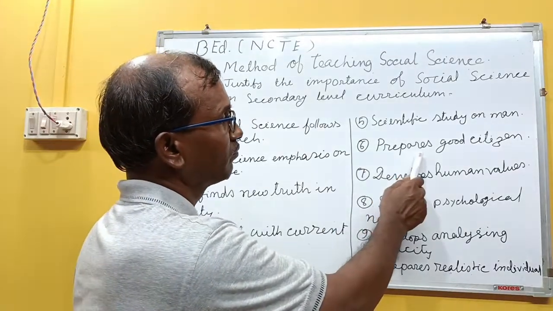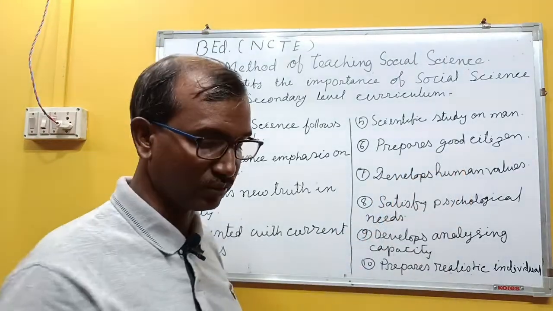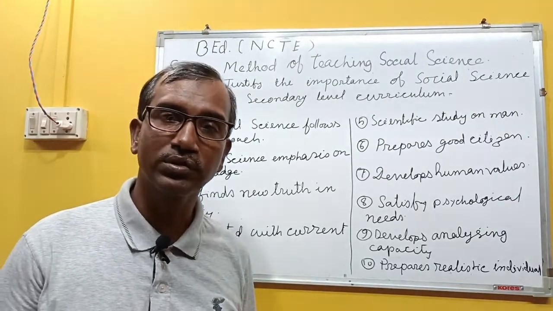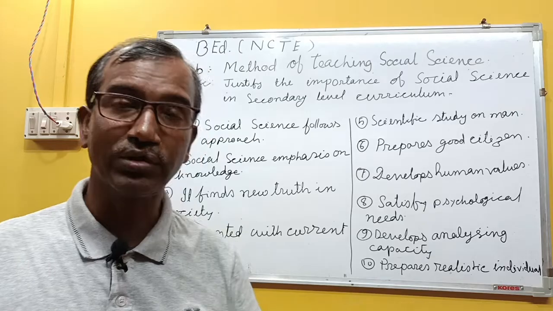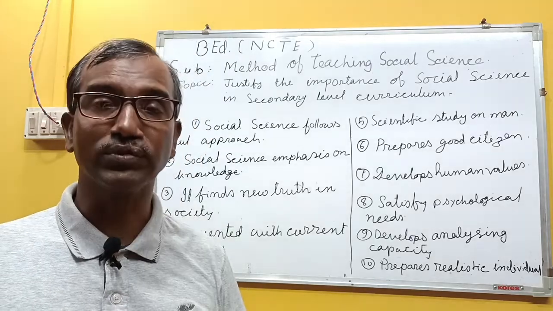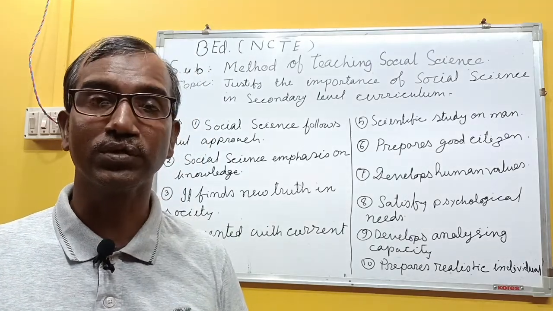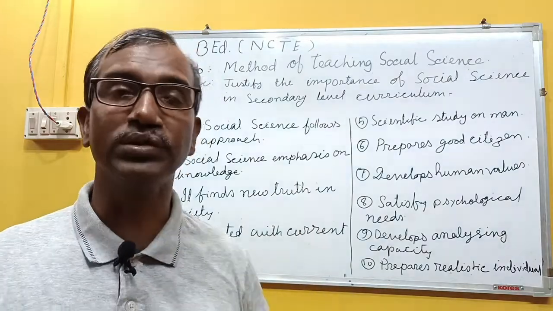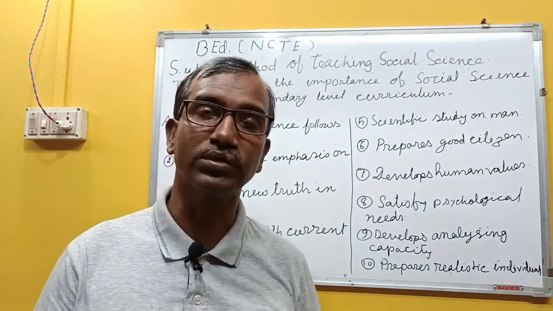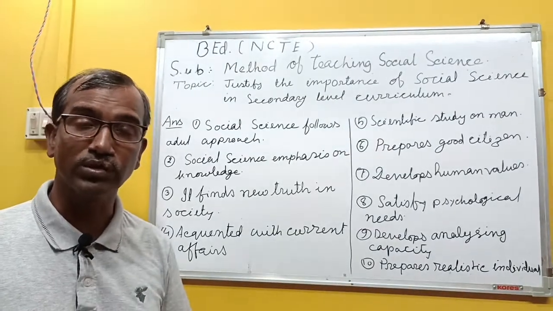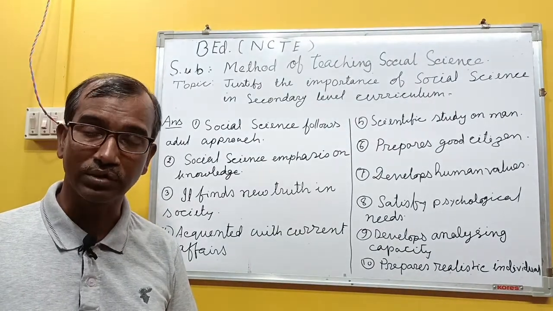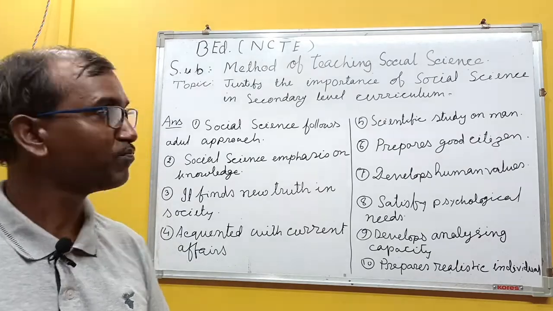Number 6, prepares good citizen. The success of democracy depends on good citizens. At present, we are followers of democratic principle, democratic philosophy. We must prepare good citizens, and to prepare good citizens, we must include social science as one of the important subjects in secondary level curriculum.